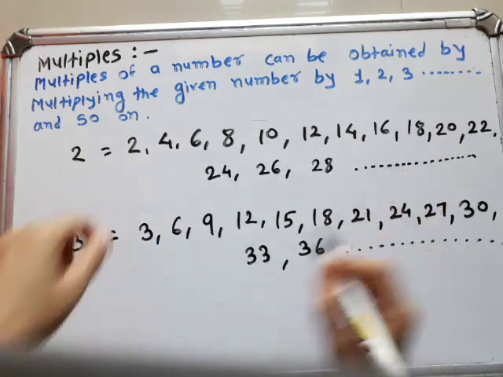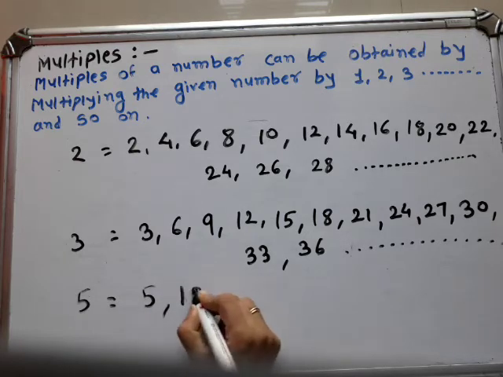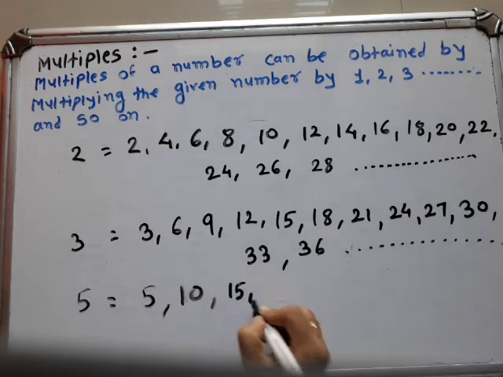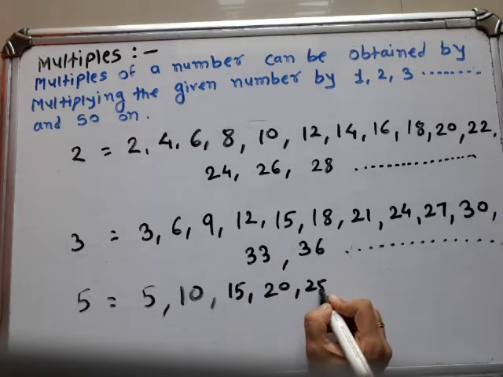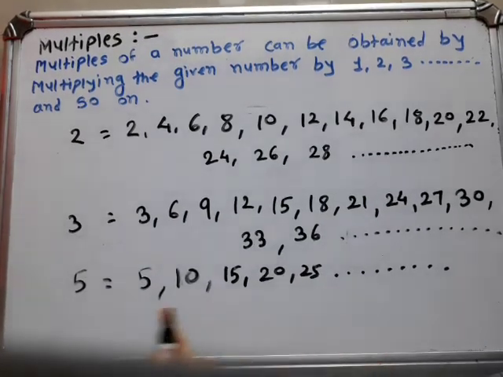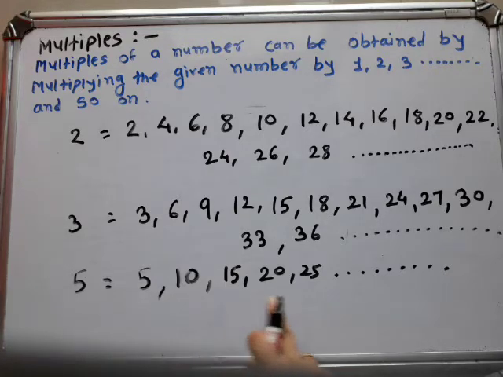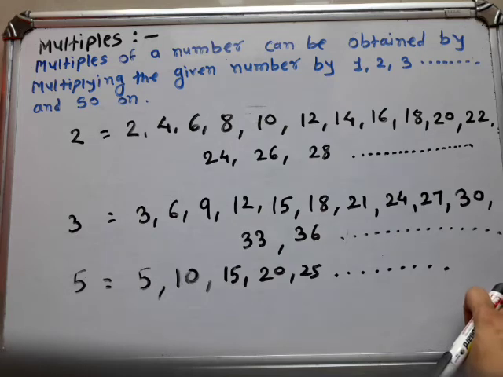Any number, suppose we take 5. What are the multiples of 5? 5 ones are 5, 5 twos are 10, then 15, 20, 25. See here, the multiples are greater. The multiples are equal to the given number or greater than the given number. So this is the second point.